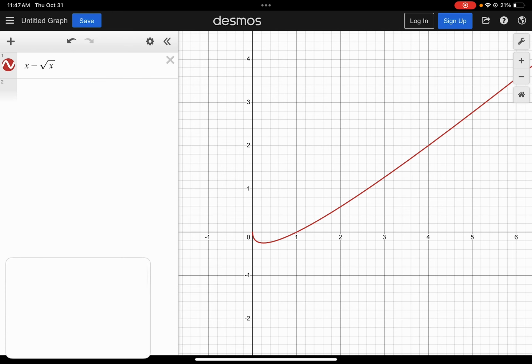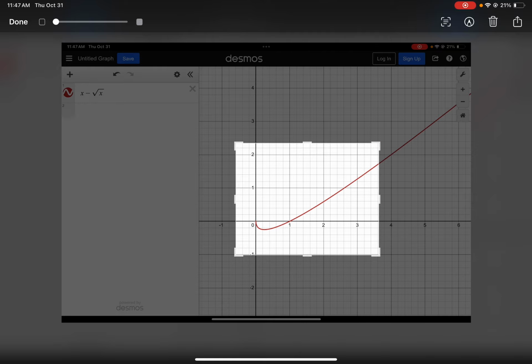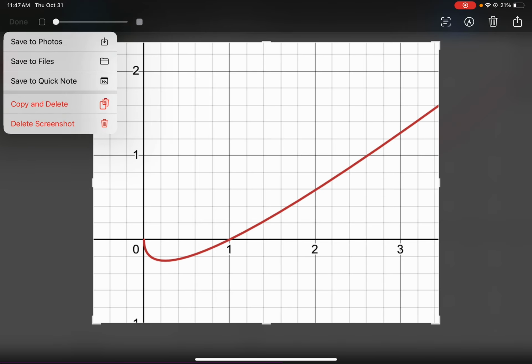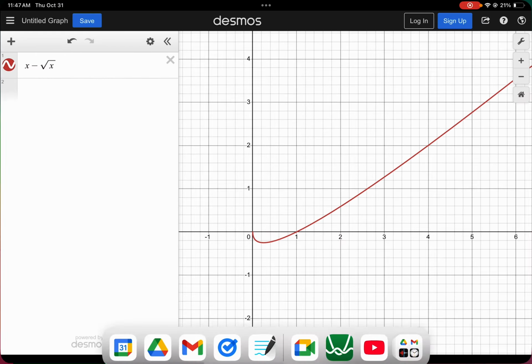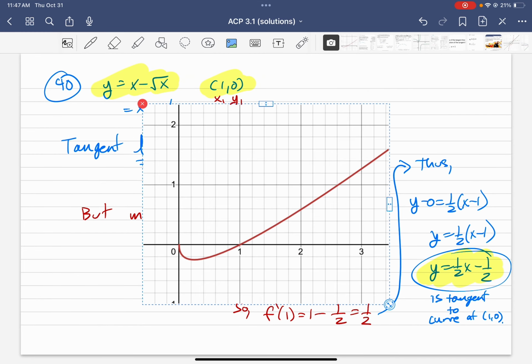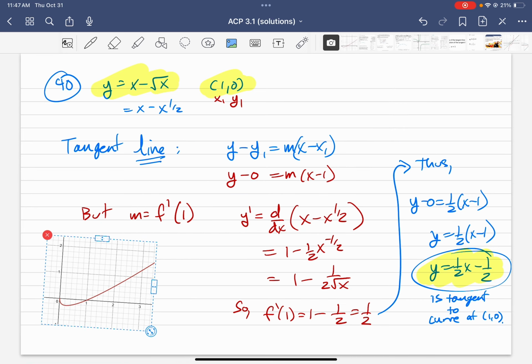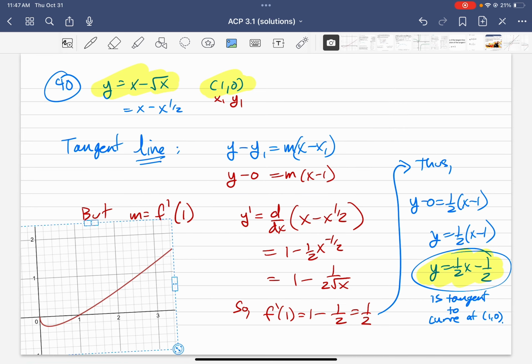So I'm going to go kablamo. And then I'm going to go right, and go done, save, and I'm going to put it over here because I really think these representations, other ways of looking at it, really help us. So there's my graph, and I'm going to think about that graph as I do my work.